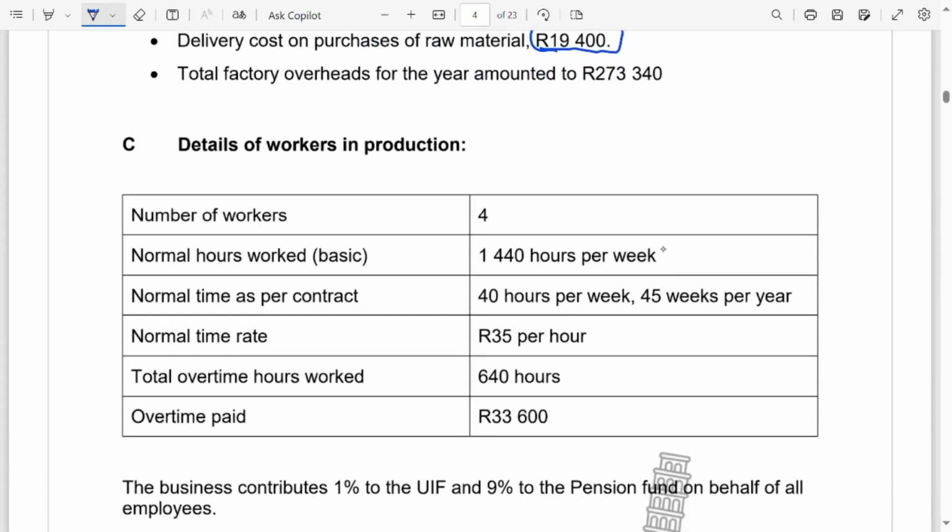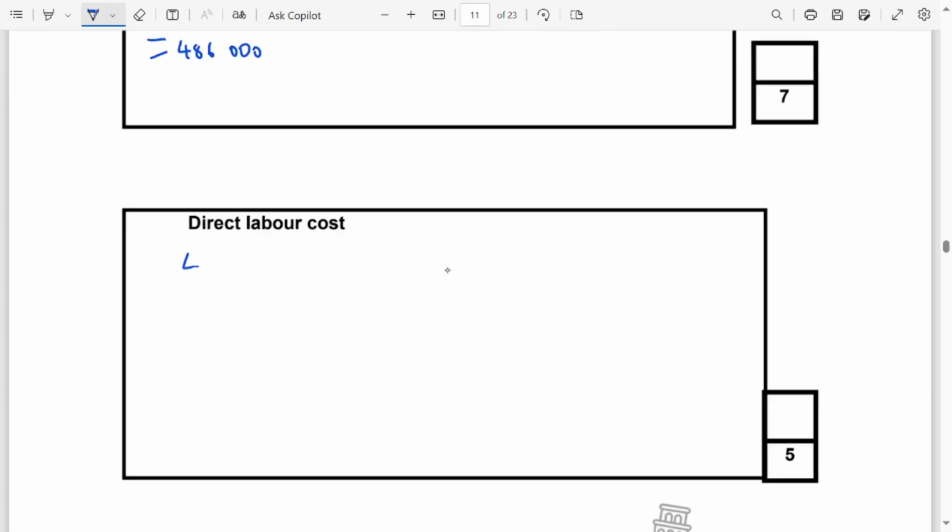They said we have got 4 workers. Number of hours worked: 1,440 hours per worker, meaning that each worker worked 1,440 hours. So in total, since there are 4 workers, it's going to be 4 multiplied by 1,440.